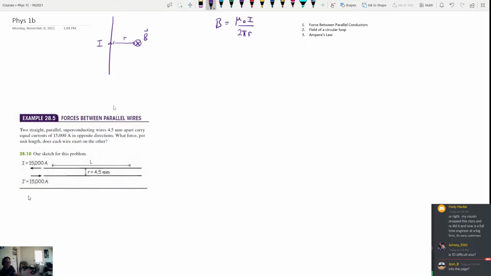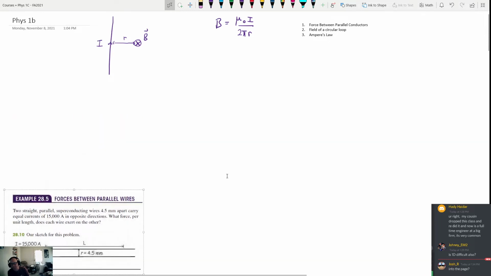I don't know if this will look good from your perspective because of the camera, but thumb going this way, your fingers would swing and hit the screen, right? Which means that the magnetic field goes into the page like that. Okay, and then the size of that magnetic field is mu naught I divided by 2 pi r.